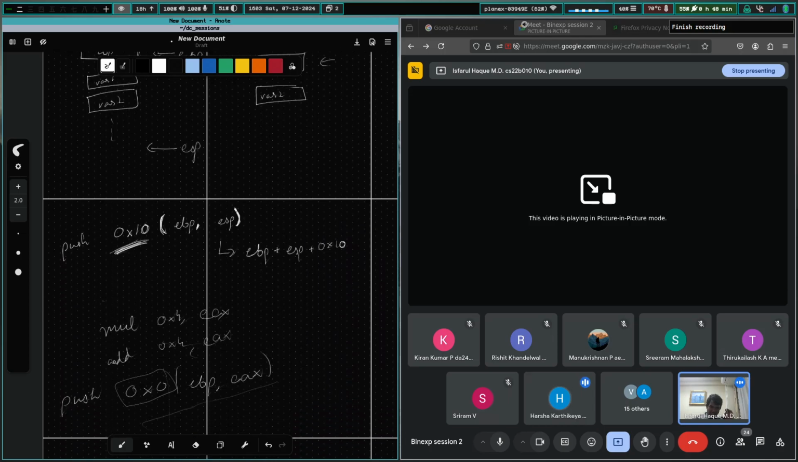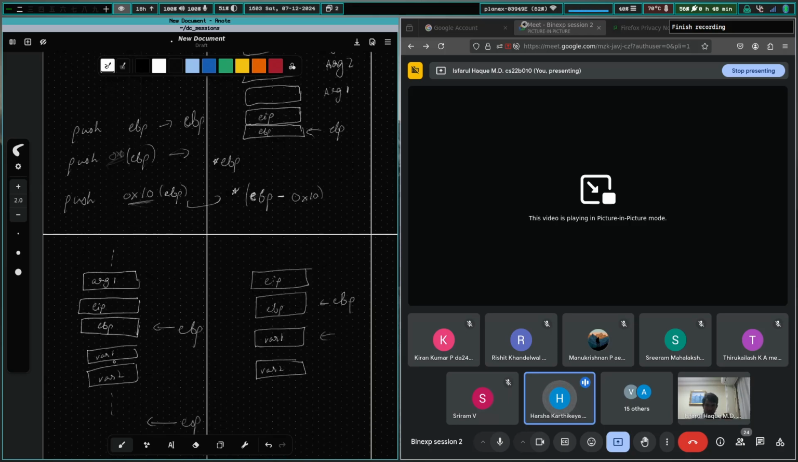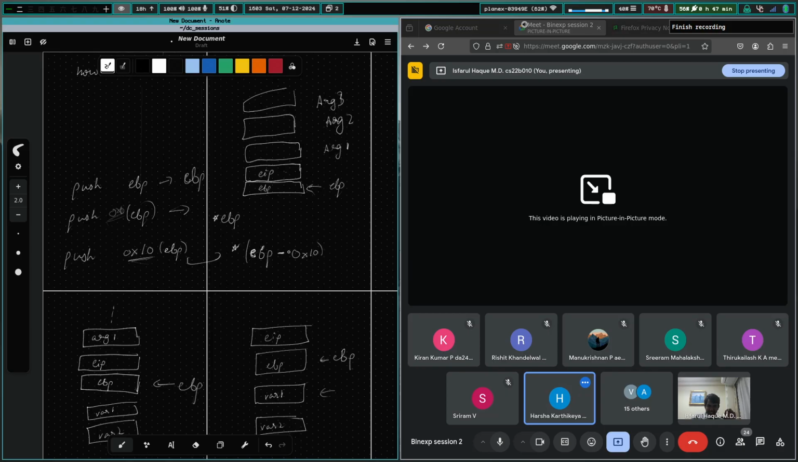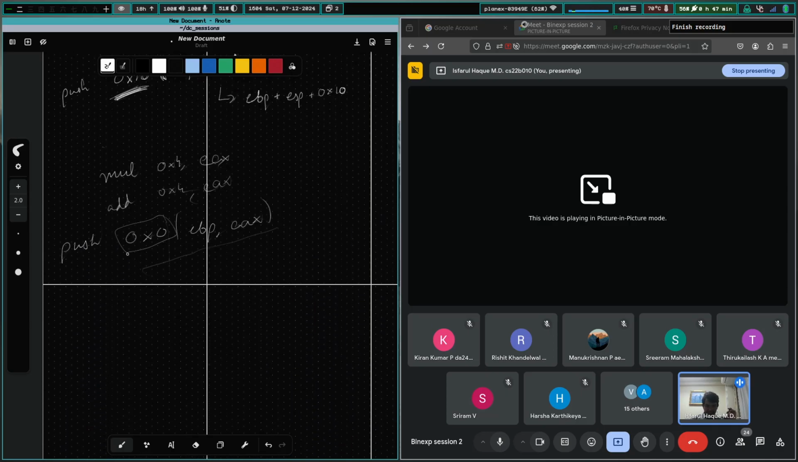So is this much clear? Is the number added or subtracted? Added. The number is always added. You give a negative number if you have to subtract. Like in the previous place, where you wrote push 0x10 bracket of EBP, you took a minus sign. My bad, I'll change it. It's always carried with the sign.